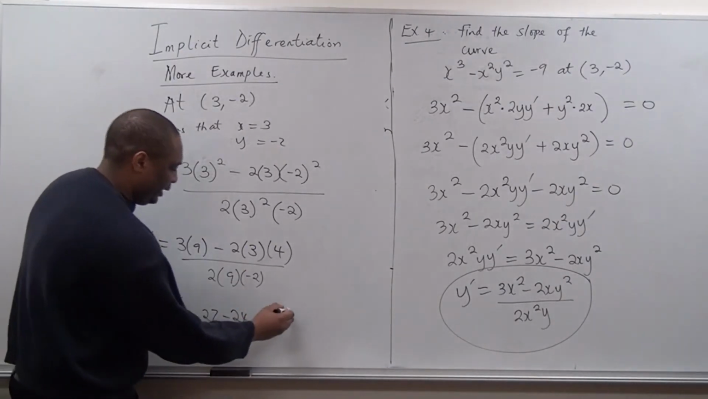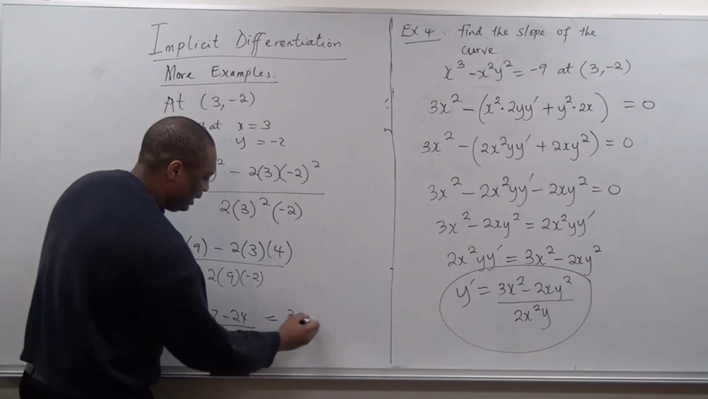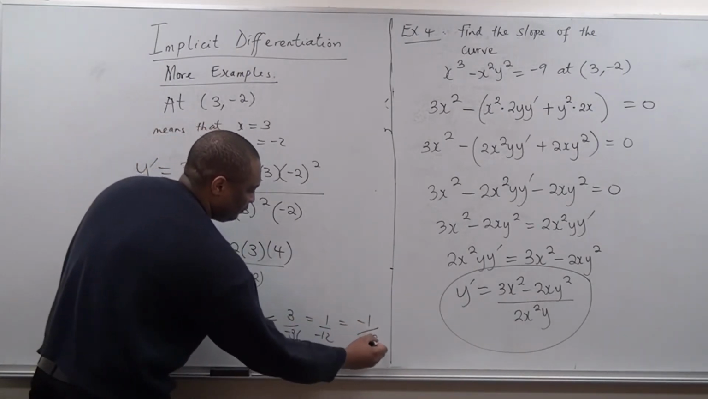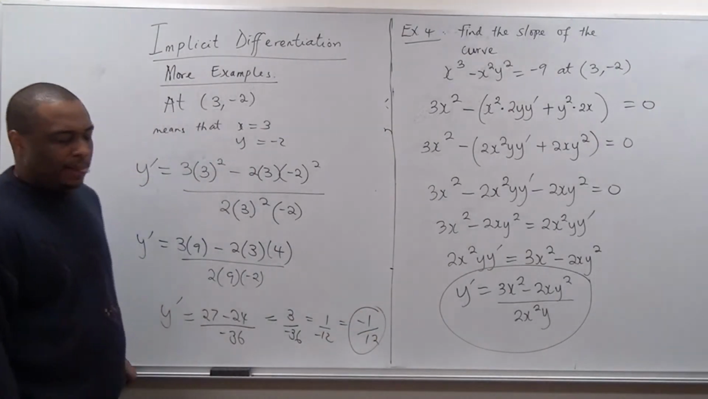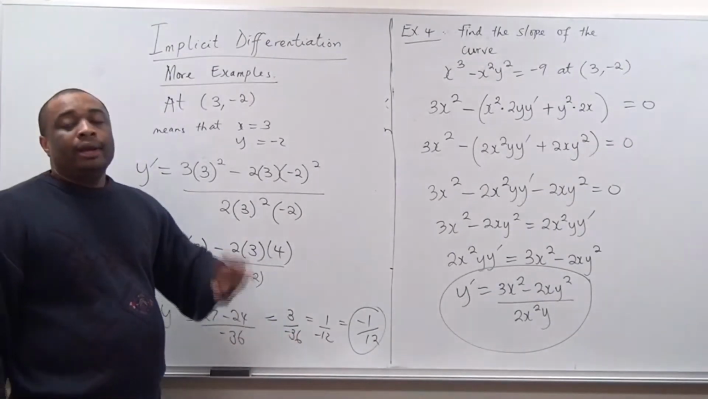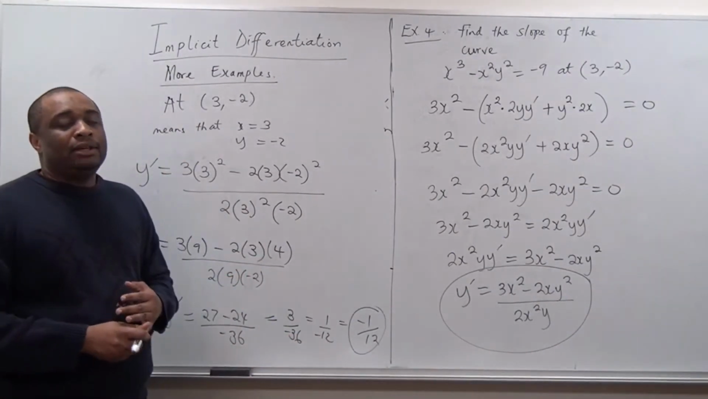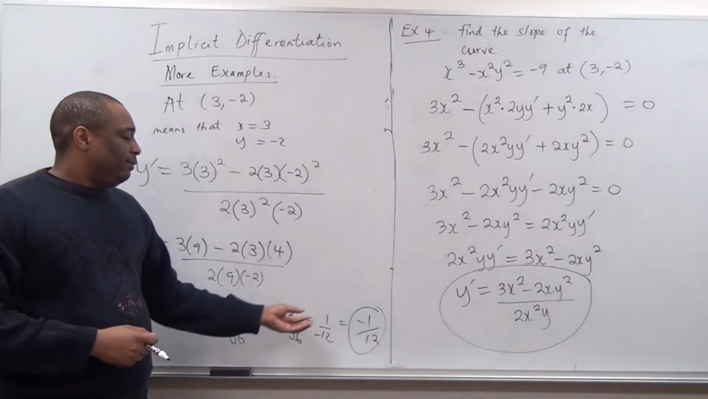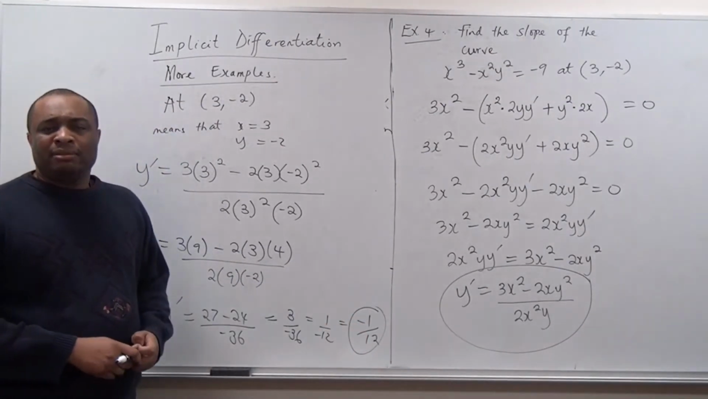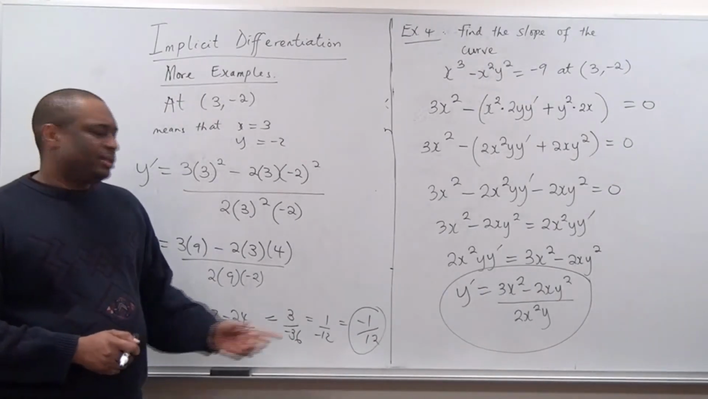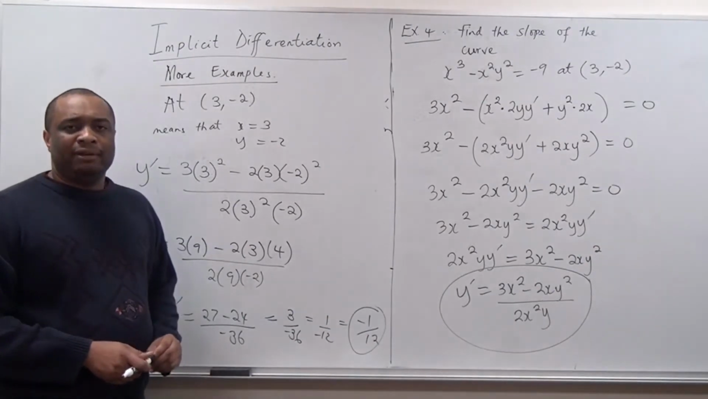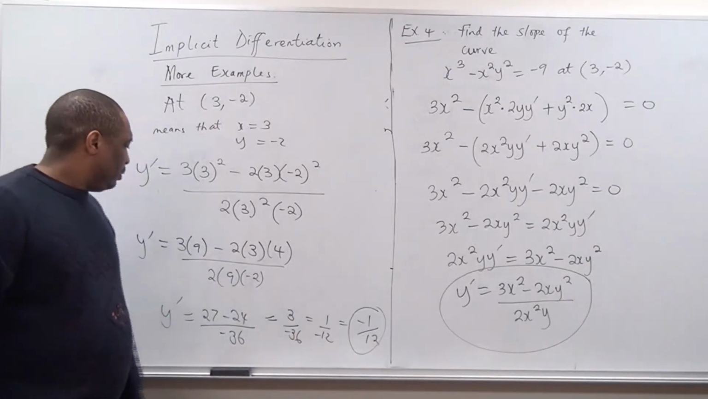So this gives us 3 over negative 36, and that is 1 over negative 12, which is negative 1 over 12 as the answer. Some people will ask, why don't I leave it this way? You can, but it is not proper. We usually write negatives on top. Go back to my videos on multiplying and dividing fractions, and you will understand.